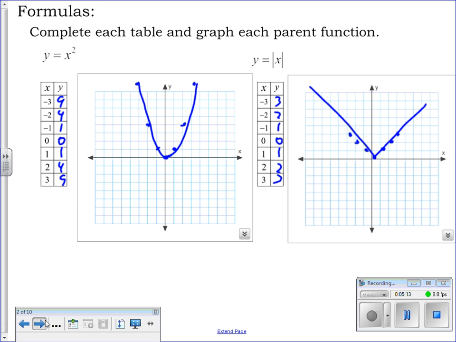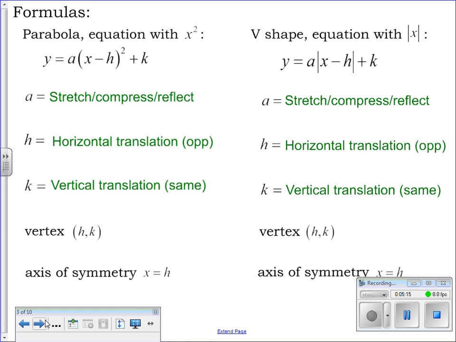Now, if you turn the page in your notes to the next section, I've already given you hints.